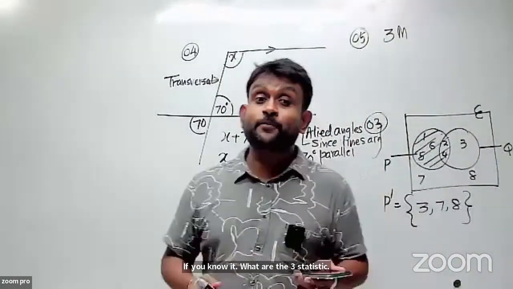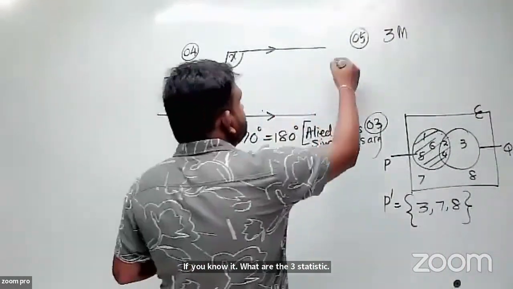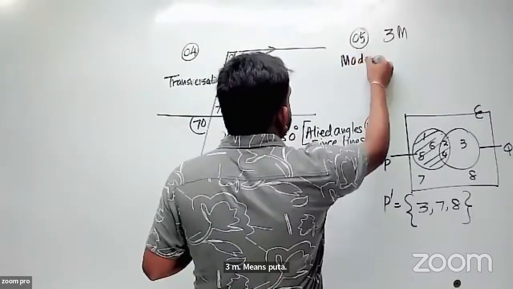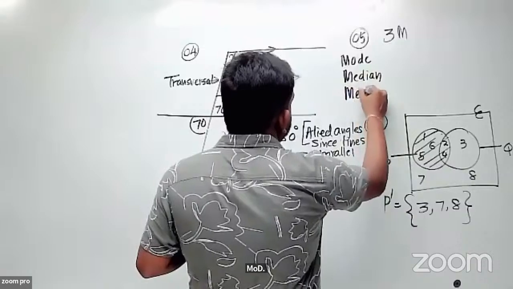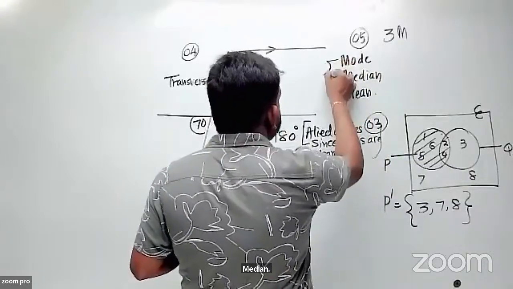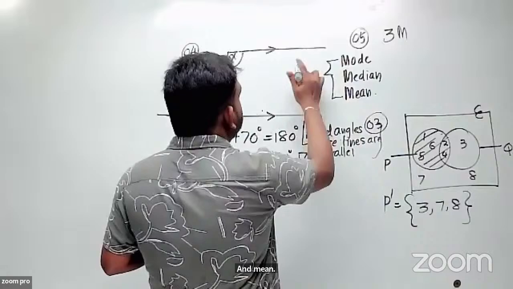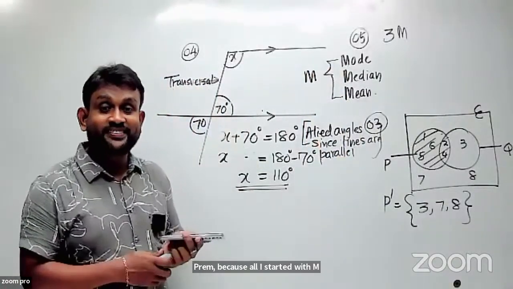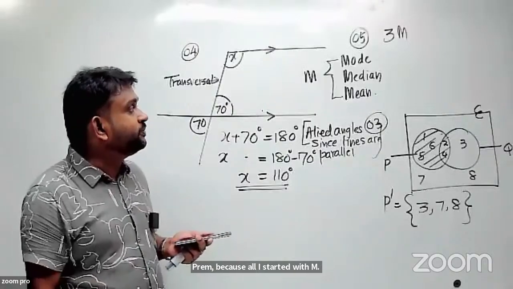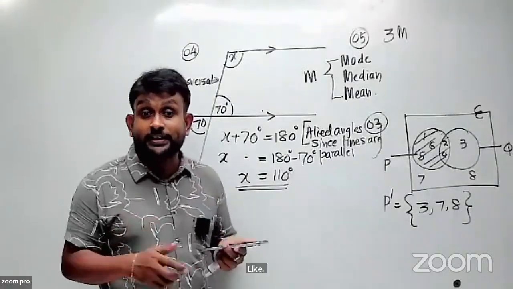3M means mod, median, and mean. Right. So these are the 3M concept, 3M because all are starting with M. So mod, median, and mean. So we'll discuss what are the other things.